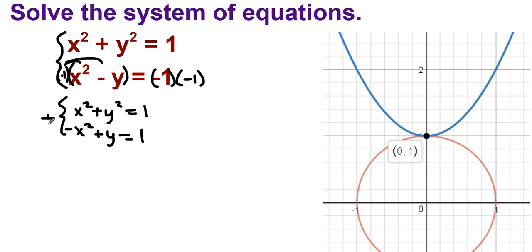Y squared plus y. Those are not like terms, so you can't combine them. And 1 plus 1 is 2. Well, I can solve this equation, get it set equal to 0 by subtracting 2 from both sides.